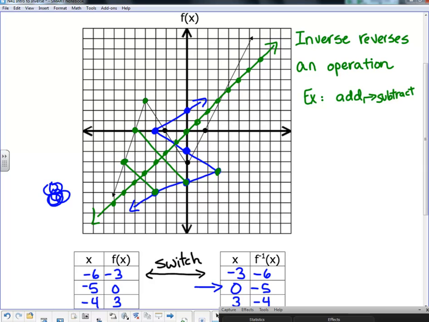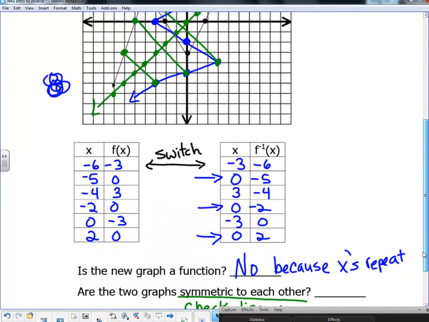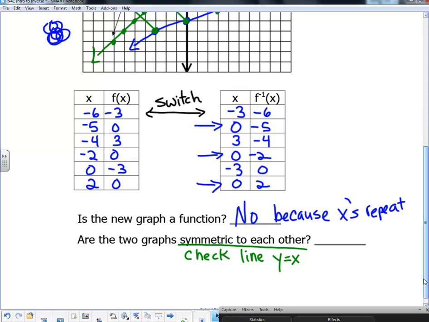-4, 3, and I connect that to 3, -4. And you can see that those are a reflection across the line y equals x. So yes, the two graphs are symmetric to each other. So to graph the inverse of a function, just switch your x and y.